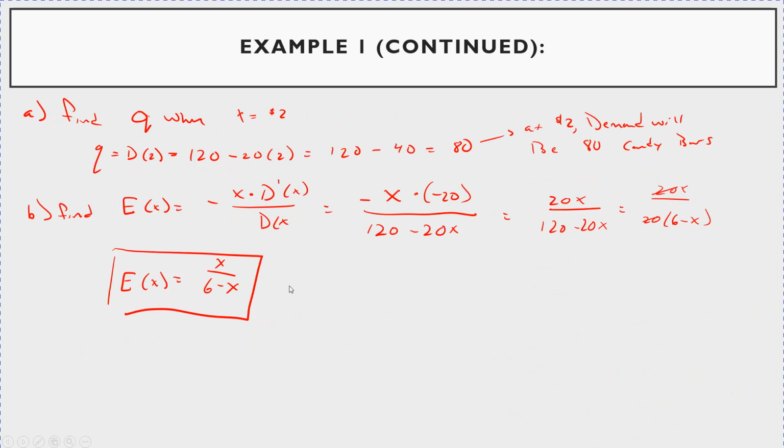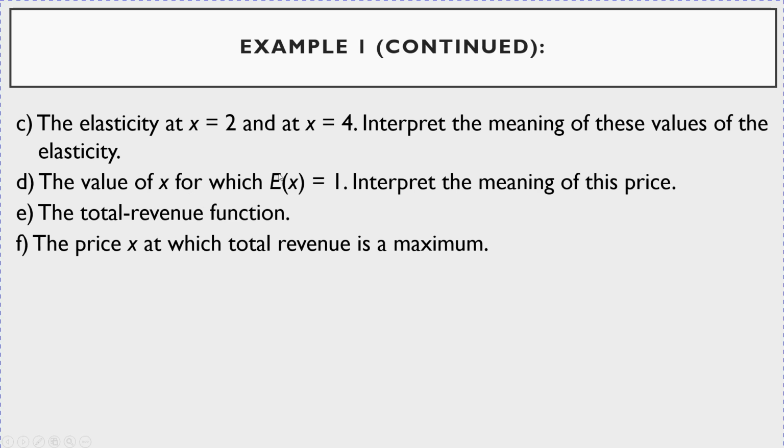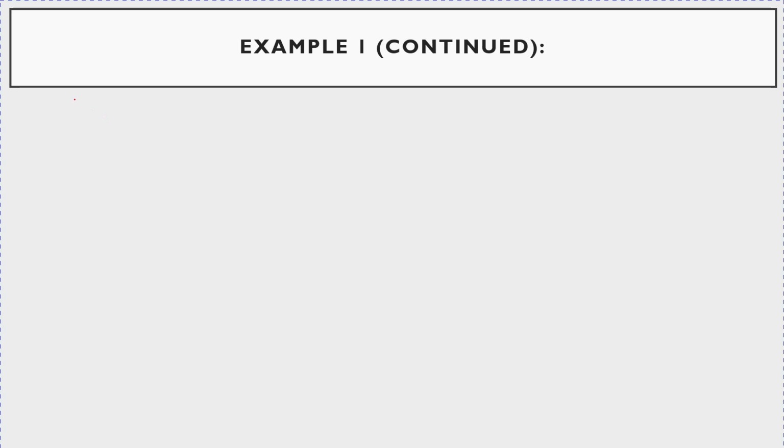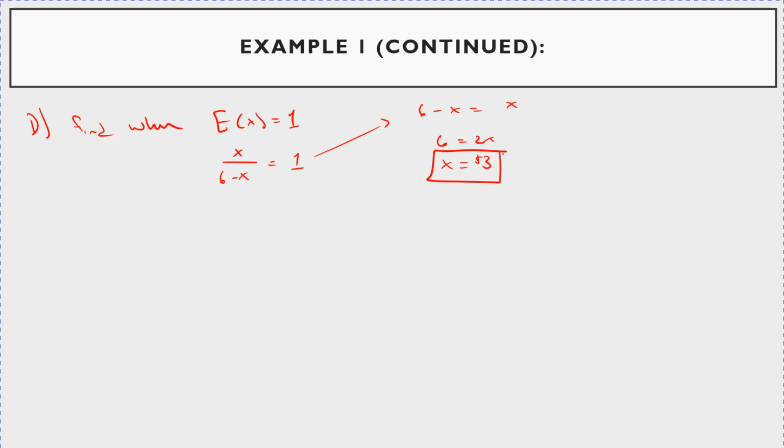Okay, so the next one, D, it says let's find the value of x for which E of x is equal to 1. So to do that, you're just going to take that function you had, x over 6 minus x, set it equal to 1 and solve. You're just going to cross multiply. You get 6 minus x is equal to x. Add the x over, divide by 2, and you get x is equal to $3.